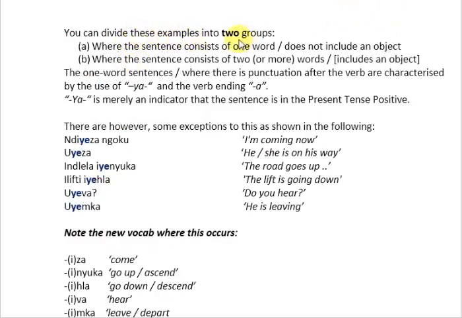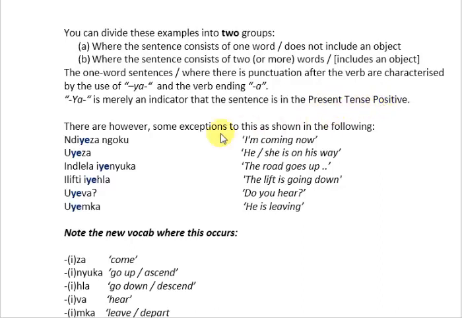You can divide these examples into two clear groups, namely when the sentence consists of one word or does not include an object, or when an object is included in the sentence. The one-word sentences, or where there is punctuation after the verb, are characterized by the use of ya, as in ndiyafunda, and of course the verb taking on the positive ending a. So this ya is merely an indicator that the sentence is in the present tense positive. In other words, that is the only time it will be used.